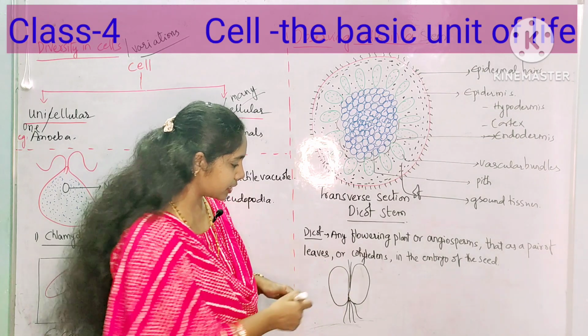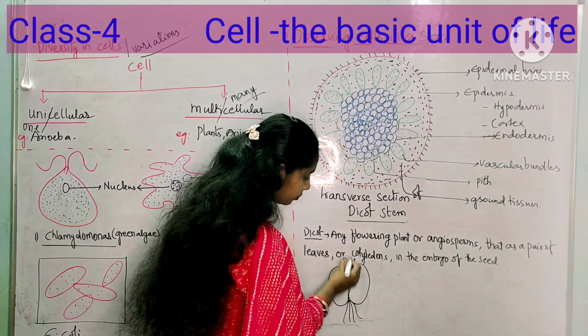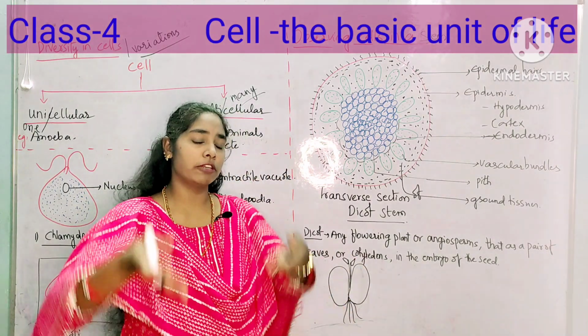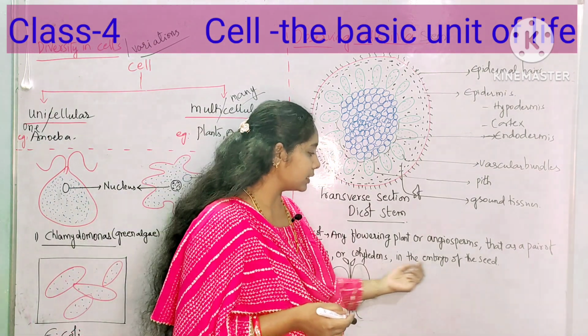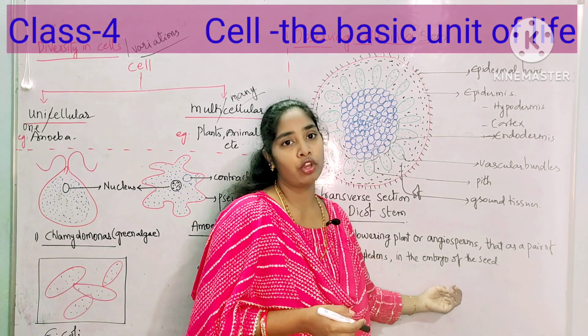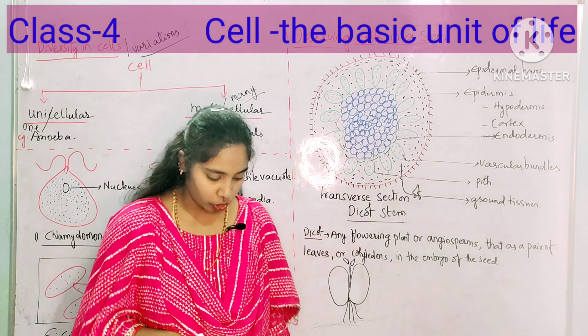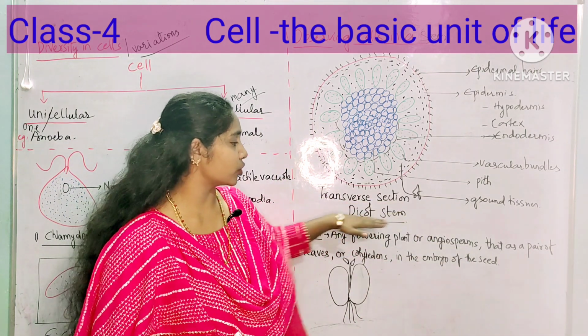These are 2 cotyledons and they will produce 2 leaves here. And those 2 leaves will grow into a tall tree or plant. So the cotyledons are in the embryo of the seed. Embryo means it is present inside the seed. Okay, so this is something about the transverse section of the dicot stem.